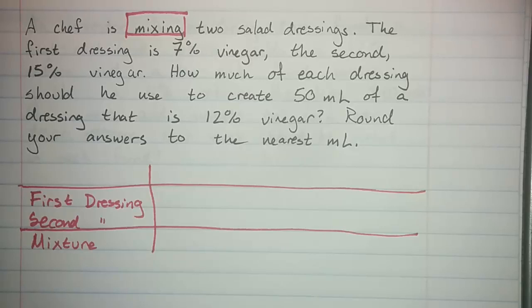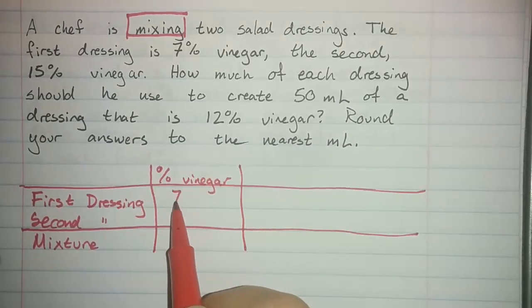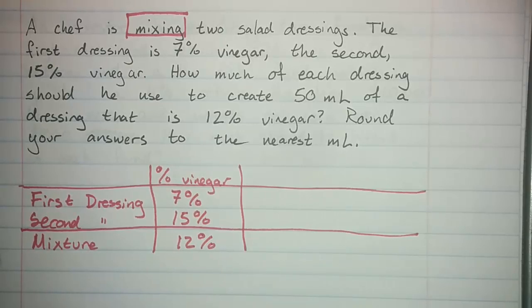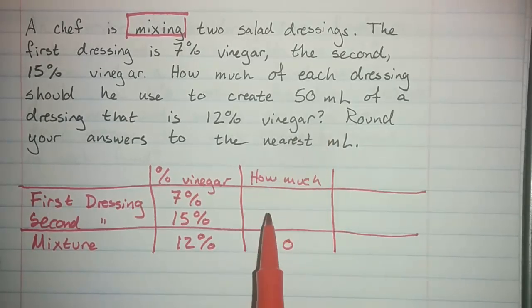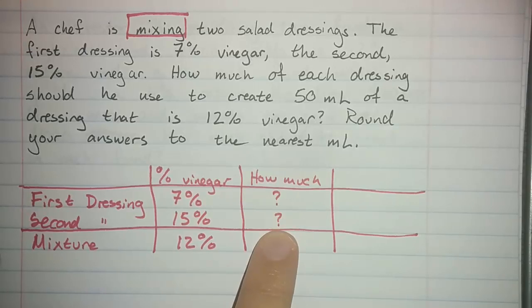The big piece of information I notice that we have about everything is the percent vinegar. The first dressing is 7% vinegar, the second dressing is 15% vinegar, and the mixture is 12% vinegar. I also notice that we have information about how much of the mixture, and our unknowns are about how much of each dressing. How much of each dressing should he use? Okay, I know what I want to find.